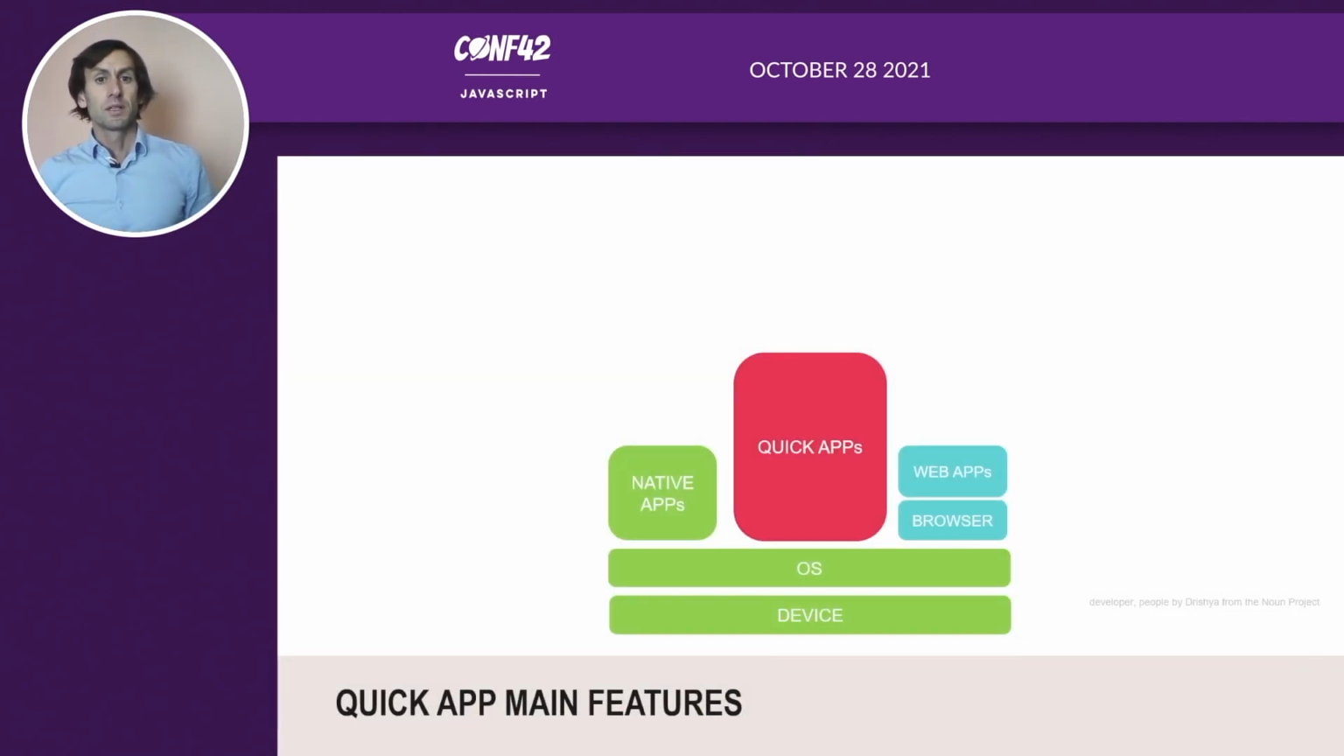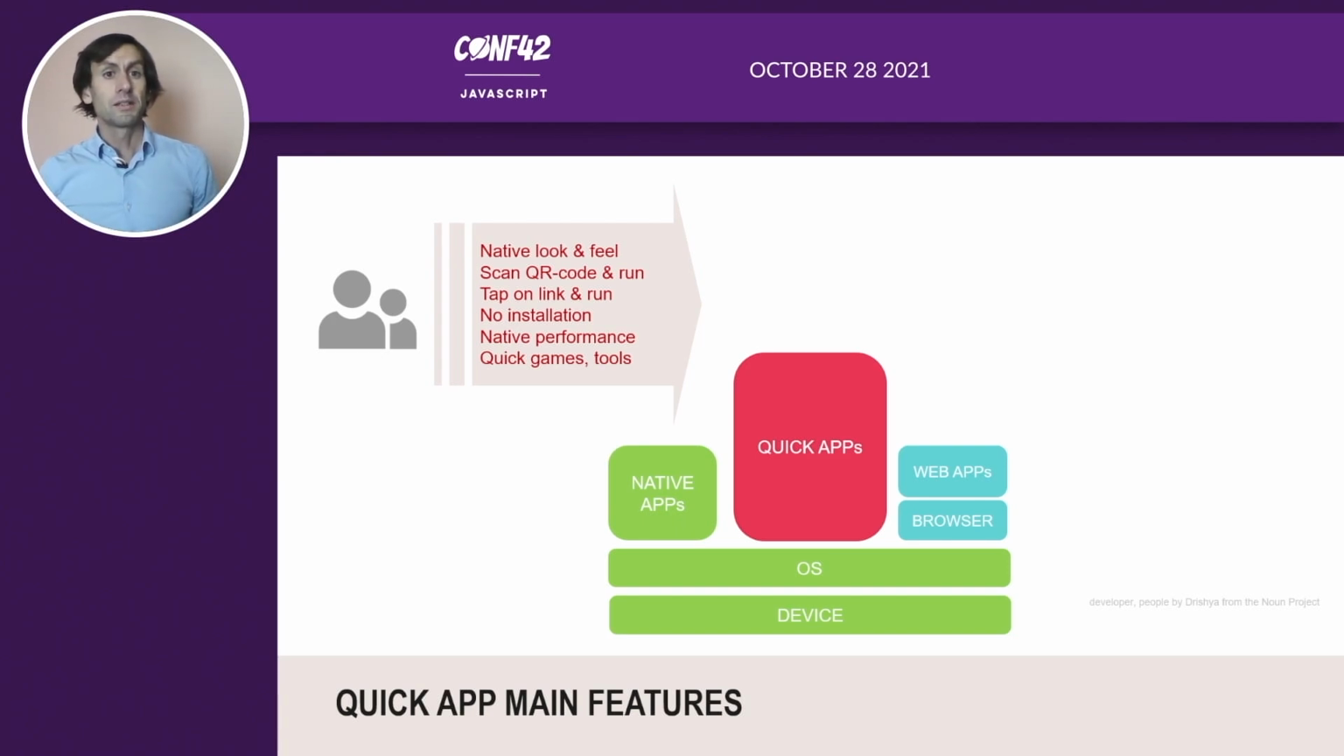Here you can see the high-level architecture of the Quick Apps platform. You can see that the Quick Apps are running on top of the operating system, and Quick Apps might run in parallel with native applications and web applications. So all these three types of applications might coexist in the system.